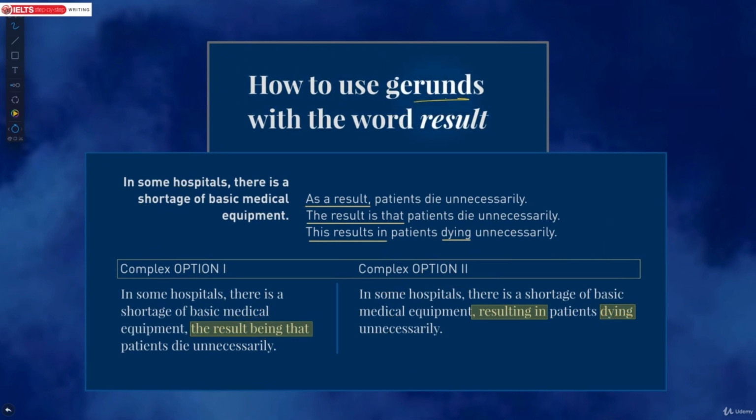Okay, so how to use gerunds, that's the verb with ing, with the word result. Let's have a look at this example here. In some hospitals, there is a shortage of basic medical equipment, and then this is the result. As a result, patients die unnecessarily, or the result is that patients die unnecessarily, or this results in patients dying unnecessarily.